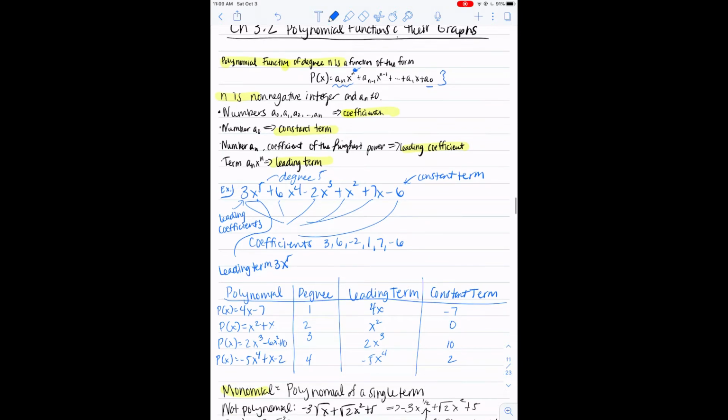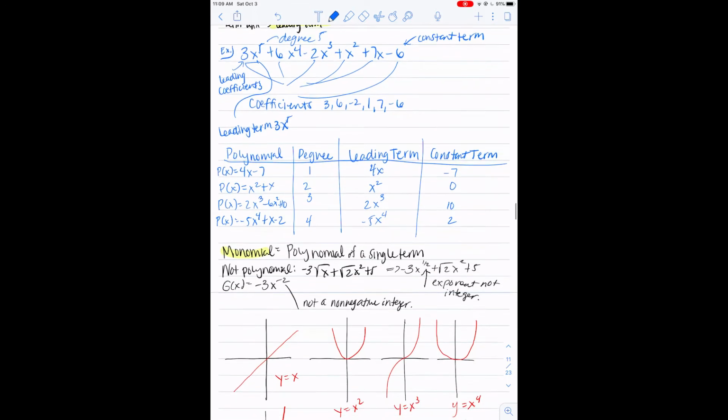So here we have an example of a polynomial: 3x^5 + 6x^4 - 2x^3 + x^2 + 7x - 6. Our coefficients here are 3, 6, -2, 1, 7, and -6. Our constant term is this -6 here, the leading coefficient is 3, and the leading term is 3x^5, since that's the highest degree.